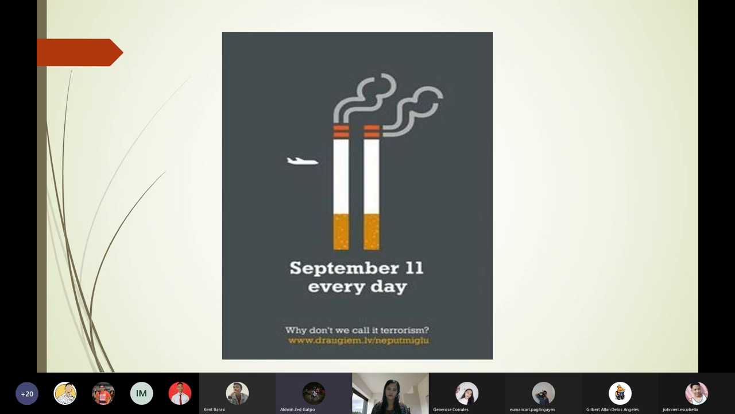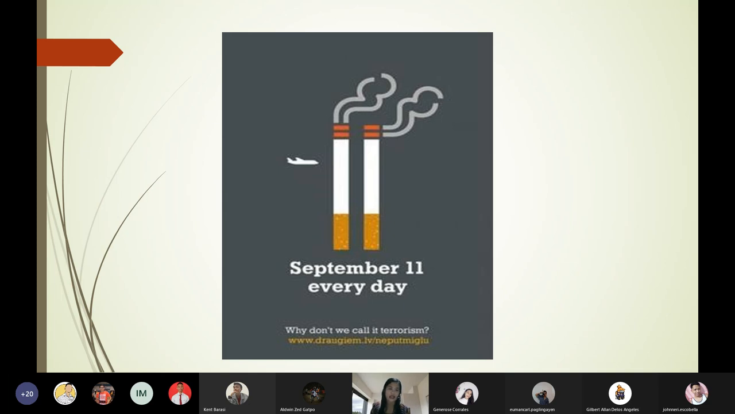Tingin ko po na offensive po siya. Yung logo niya po, na parang 9/11 po sa ibang bansa, na yung terrorism po na nangyari nung hijack po yung airplane. Parang ganun po yung pagkakalogo niya. Okay, very good. So that one talaga, it's a 9/11 attack in the United States. Diba? Those two cigarettes are the Twin Tower. And you can see the airplane.